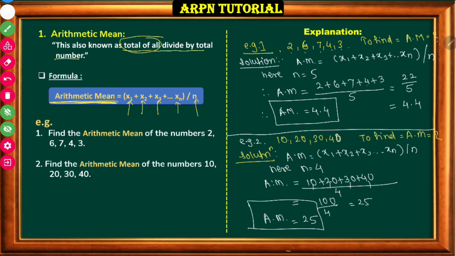Okay, all right. So if you can see, the arithmetic mean for this one is 4.4 and the arithmetic mean for this one is 25. Simply it is a calculation of addition and division. You can simply do it manually, or you can also use a calculator. I hope you face no complications calculating all of this. If you have any, please write them down in the comments.